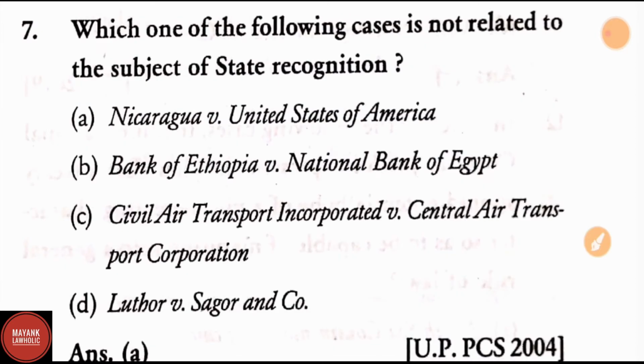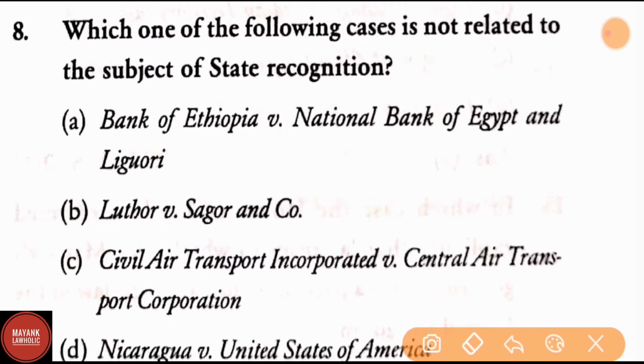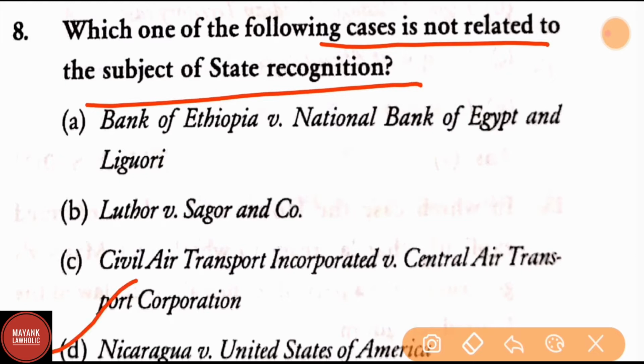Question number 7. Which one of the following cases is not related to the subject of state recognition? The answer is A. Nicaragua versus United States of America. Question number 8. Which one of the following cases is not related to the subject of state recognition? The answer is Nicaragua versus United States of America.